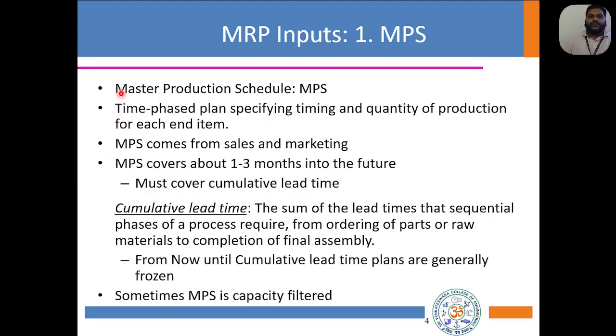So what are the inputs for MRP? Master production schedules, which is MPS. Time phase planning is one of the important aspects. MPS comes from sales and marketing. It covers 1 to 3 months into the future. So whatever products we are going to produce, it covers the entire future over here itself. Cumulative lead time is the sum of the lead times of the sequential phases of a process, required from ordering of parts or raw materials to completion of final assembly. From now until cumulative time, plans are generally frozen. Sometimes MPS is capacity filtered.